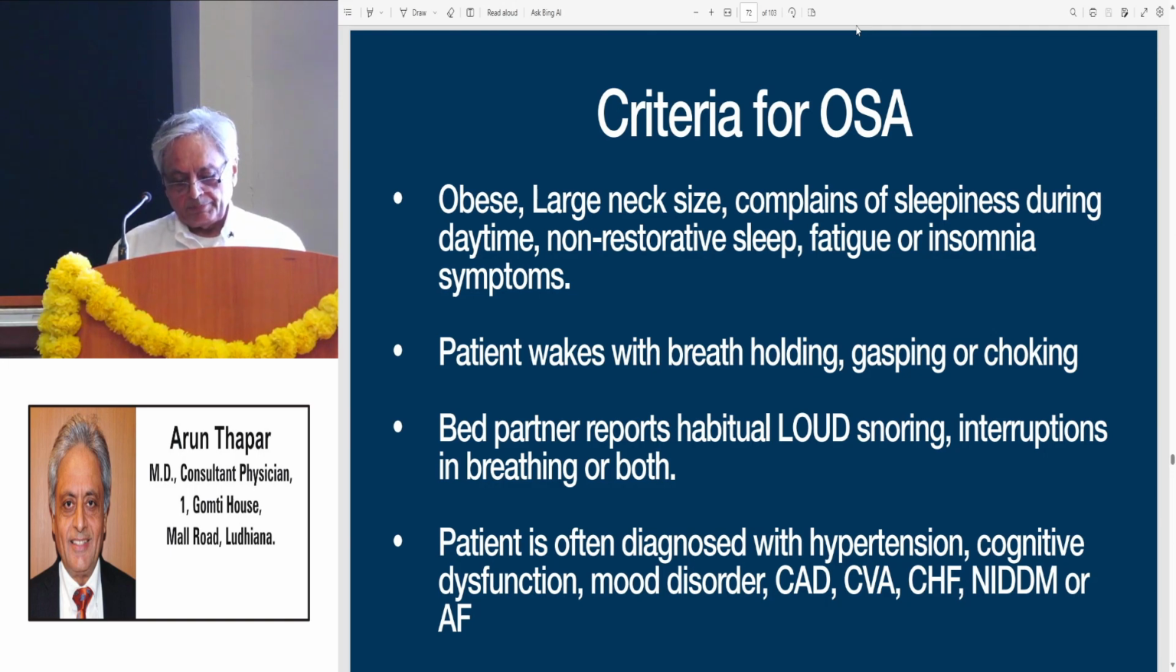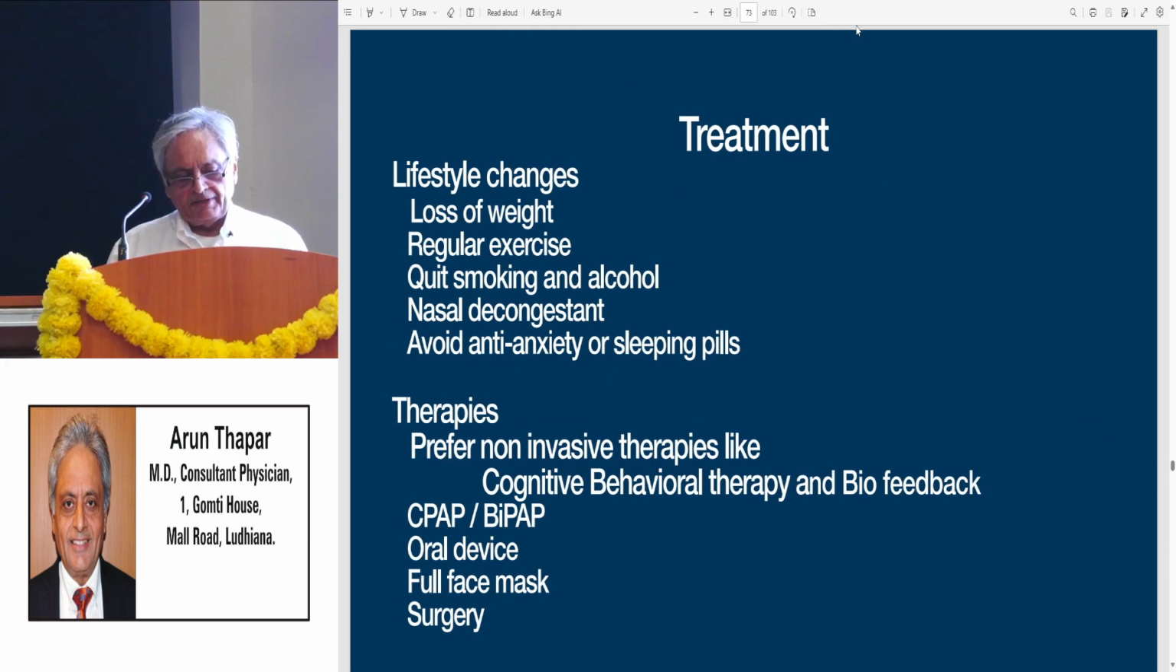The patient is often diagnosed with hypertension, cognitive dysfunction, mood disorders, or even coronary disease, CVAs, congestive heart failure, diabetes, or atrial fibrillation. Now, treatment lies with lifestyle changes and certain therapies. First, we follow lifestyle changes like weight loss, regular exercise, quitting smoking, quitting alcohol, nasal decongestants, and avoiding anti-anxiety or sleeping pills. For therapies, you prefer non-invasive therapies over the invasive ones, like cognitive behavioral therapy and biofeedback. That's the latest which is there in the world market. CPAPs we are using, oral devices we are giving, a full face mask is advised in certain situations, and if nothing comes up, surgery is advised.